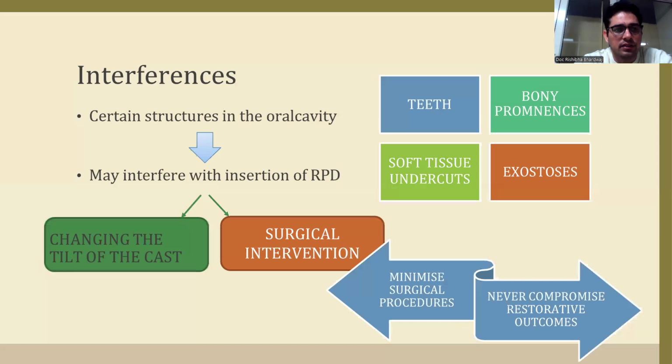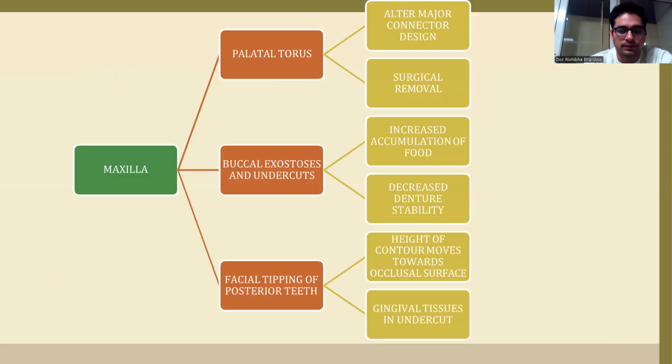Next is the interferences. Certain structures in the oral cavity may interfere with the insertion of the RPD. This can be managed by changing the tilt of the cast, or surgical intervention may be required. The interferences can be in the form of teeth, bony prominences, soft tissue undercuts, and exostosis. Minimize the surgical procedures, never compromise the restorative outcome. These are the principles that we need to keep in mind: we should minimize the surgical procedures, but we should never compromise the restorative outcome of the prosthesis.